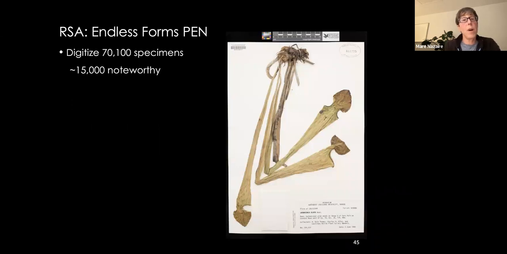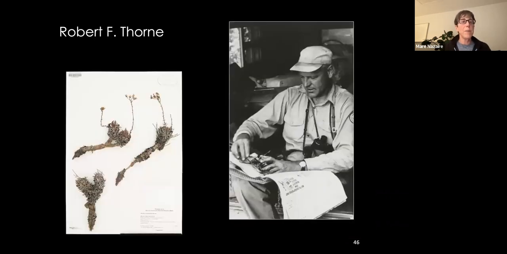We came on as a pen, and we have the goal of digitizing a little more than 70,000 specimens. Several thousand are particularly noteworthy that I would like to highlight here. One of them being Dr. Thorne's collections. Thorne's botanical interests and his publications were broad and diverse, with notable contributions to our knowledge of the remarkable flora of Southern California.